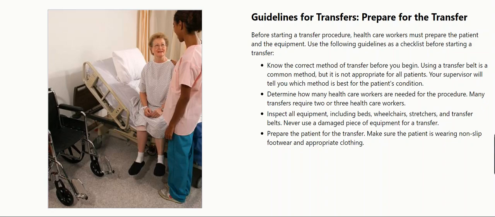Determine how many healthcare workers are needed for the procedure. Many transfers require 2 or 3 healthcare workers.